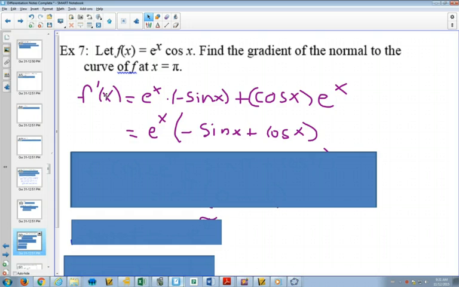A strategy that's going to come up a lot that's really helpful algebraically, is there something in common? Because if there's something in common, we can factor it out. There's an e to the x that's in common in both of them. So we can factor that e to the x out, and then you're just left with negative sine x plus cos x inside.